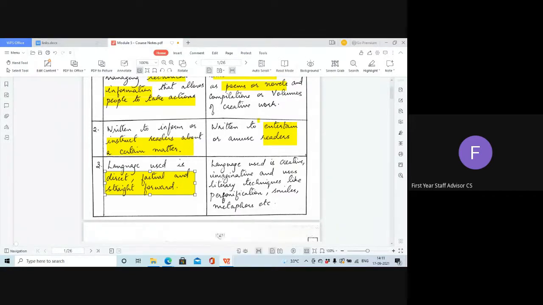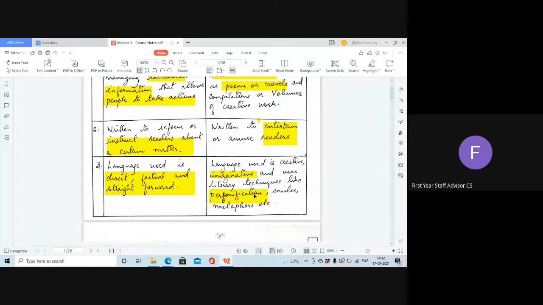And whereas in literary writing, language used is creative. As we said earlier, it is a form of creative writing, and the language can be imaginative and uses literary techniques like personification. Like you can compare a person to something else, a living or a non-living thing. Similes, metaphors, etc. These are certain comparative structures used in literary writings, and they may not be real. We are just comparing people to some other things or to nature, etc.